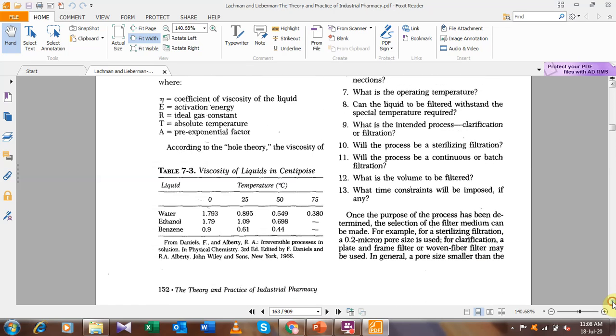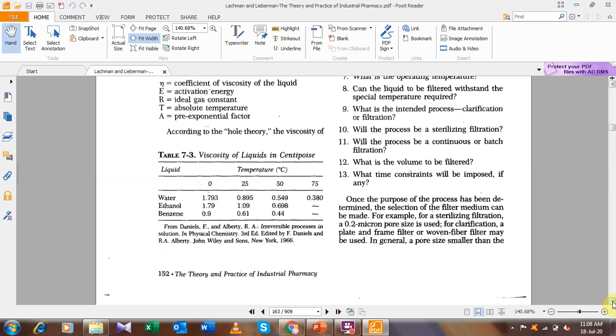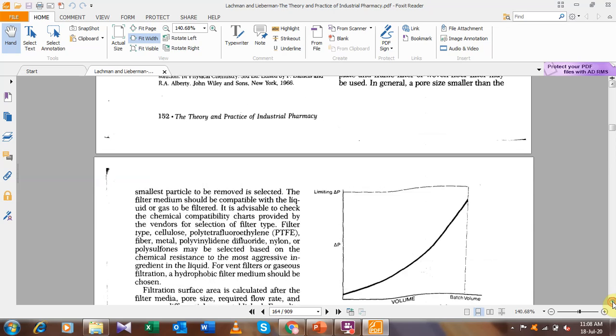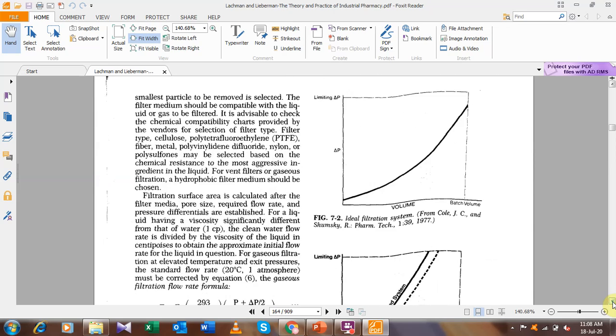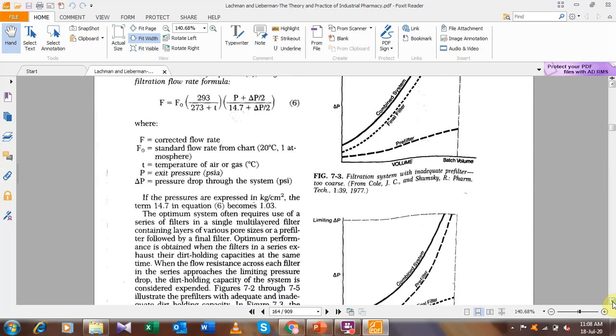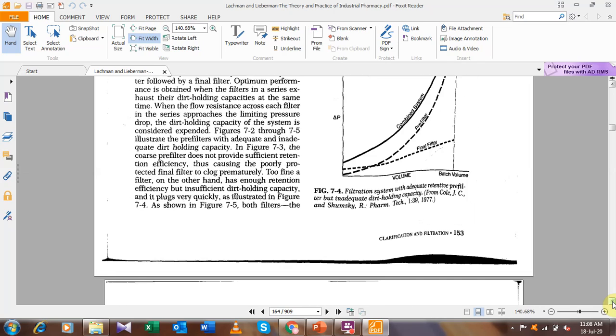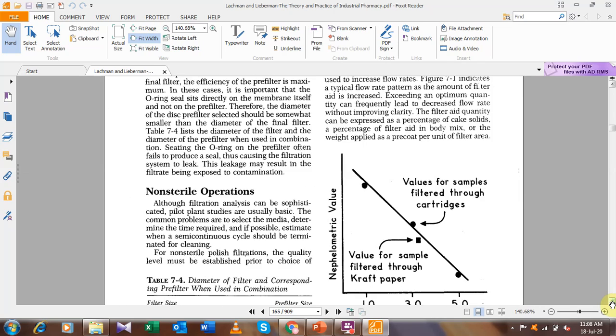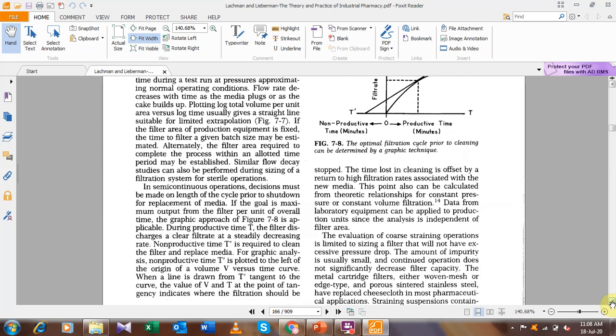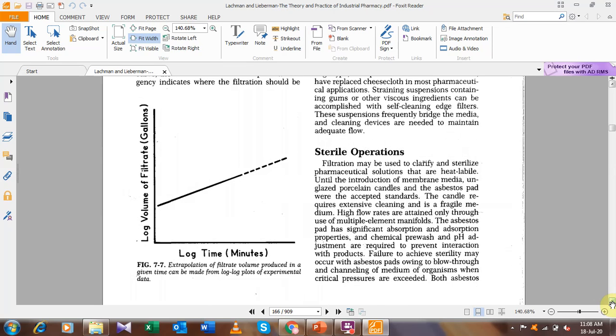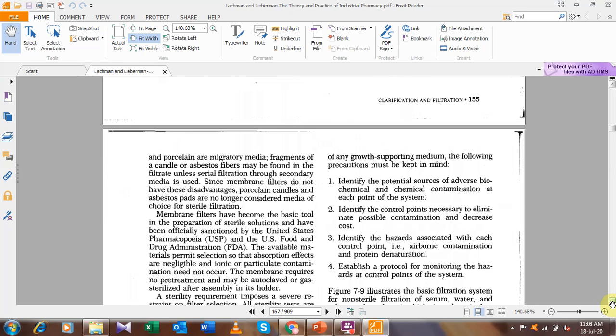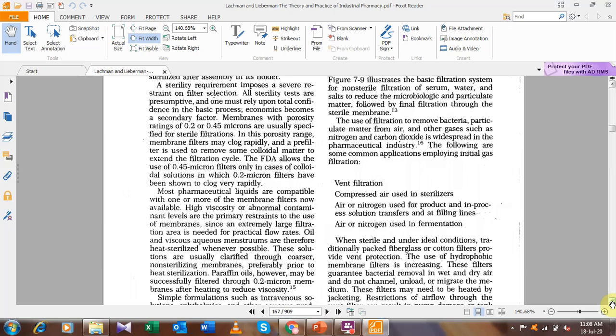And this is the criteria for selection of the filter, that is, how the filter is selected, what are the different parameters and different points which must be considered while selecting the filter. And these points should be considered while selecting the filter.